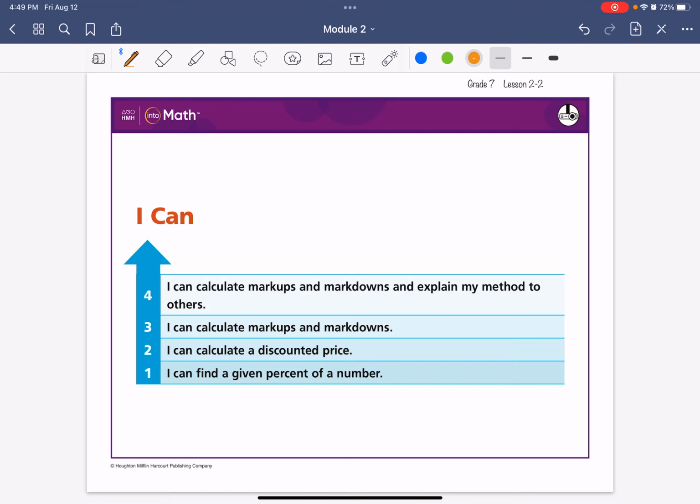All right, lovelies, here is grade 7, module 2, lesson 2. Our I can statement is that I can calculate markups and markdowns.